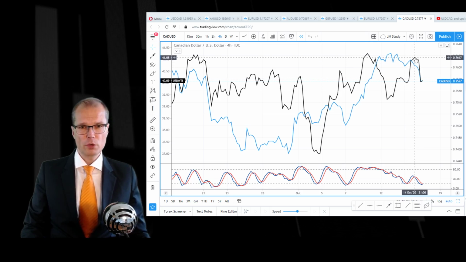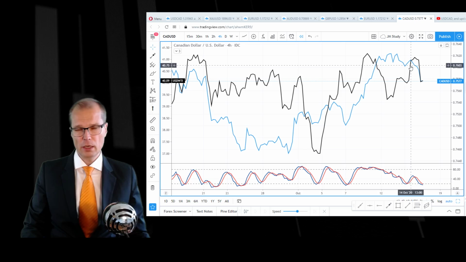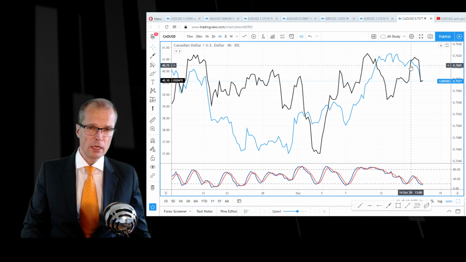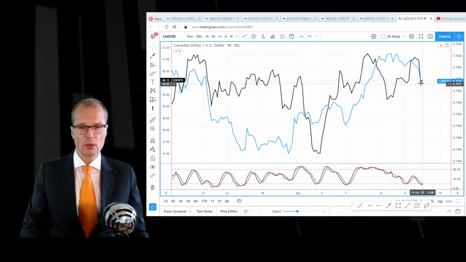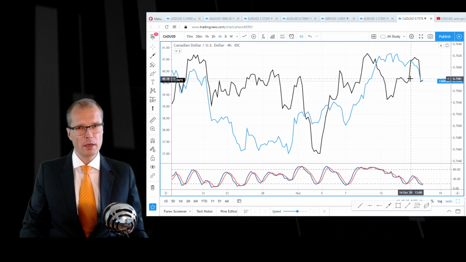But now yesterday we had the US Treasury Secretary Mnuchin saying that, in his opinion, it's unlikely that there'll be a deal on new economic stimulus before the November elections. So the risky assets started to sell off, stocks were selling off, oil has been selling off, and people have been buying USD.